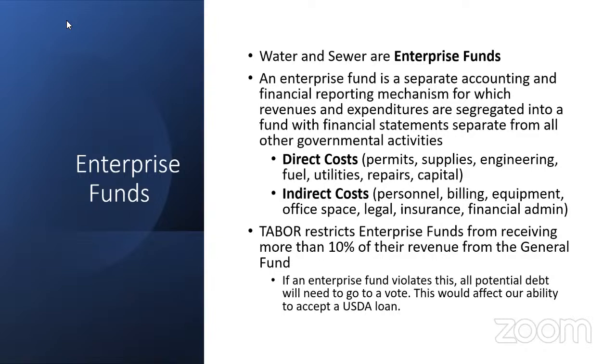And through that, we have direct costs and indirect costs. So our direct costs include our permits, supplies, engineering, fuel, utility. This all you can see when you open up that budget and you see water fund, you're going to see the direct costs associated with that fund. The indirect costs, the personnel, the billing, the equipment, the office space, the legal, the insurance, and the financial administration are all in our general fund.